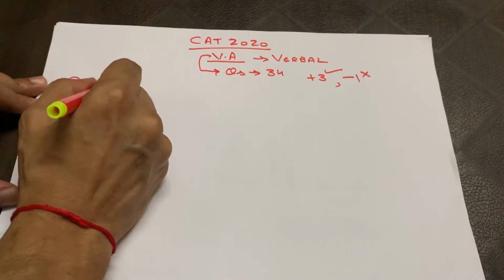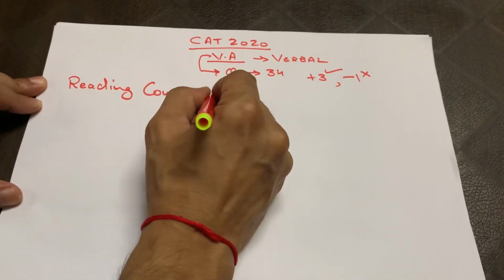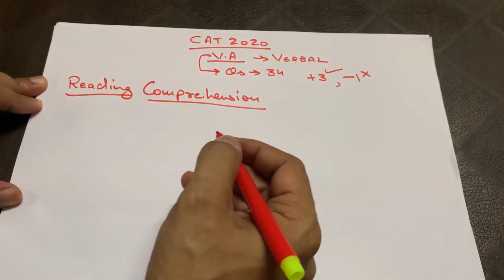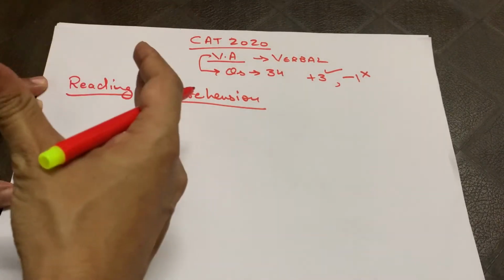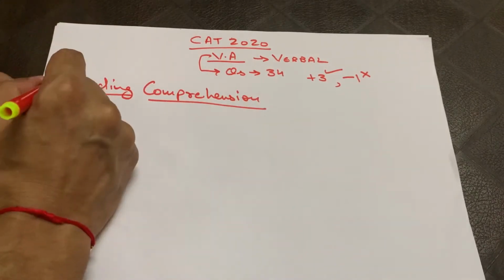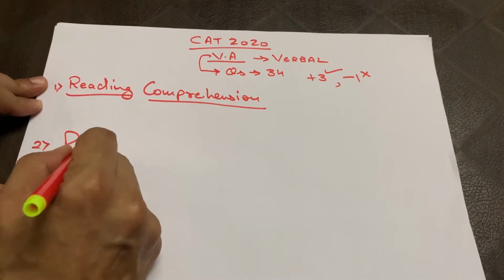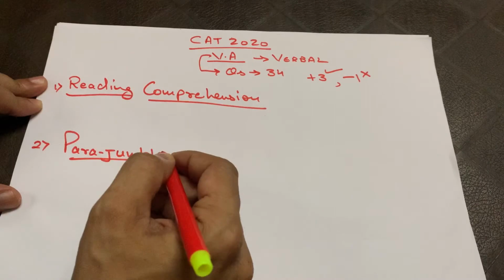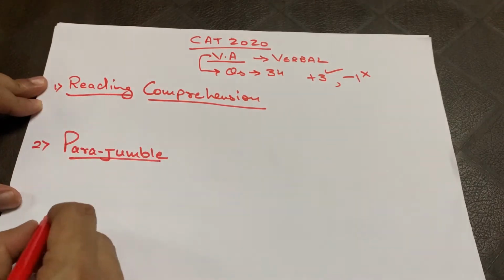The first one, of course, we all know, is reading comprehension. If you do not know, let me give you a brief of it. A paragraph is given. You read the paragraph, you understand the passage, and based on that, you try to answer the question. The second is going to be para jumble. Trust me, guys, almost 100% of students suffer in answering this kind of question.